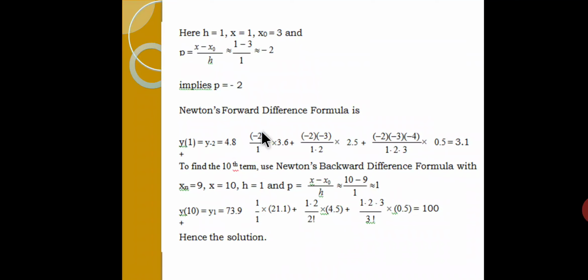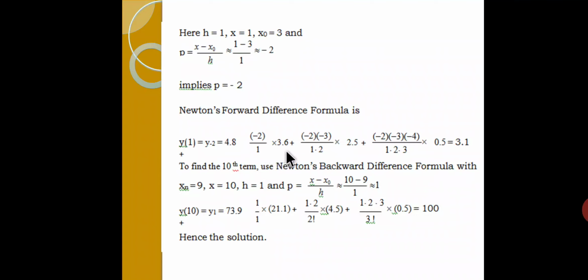4.8 plus minus 2 by 1. We substitute in the formula. So what is the formula? y0 plus p delta y0 plus p into p minus 1 by 2 factorial delta square y0 plus p into p minus 1 into p minus 2 by 3 factorial delta cube y0 plus and so on. So we substitute the values from the difference table in the formula.